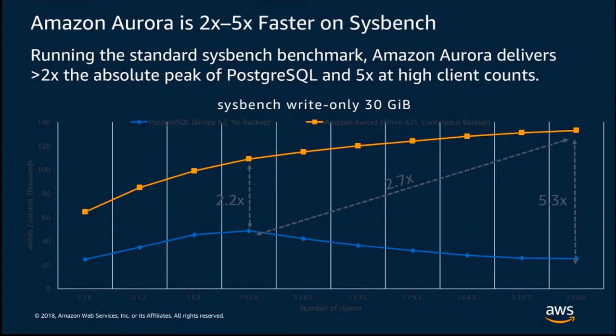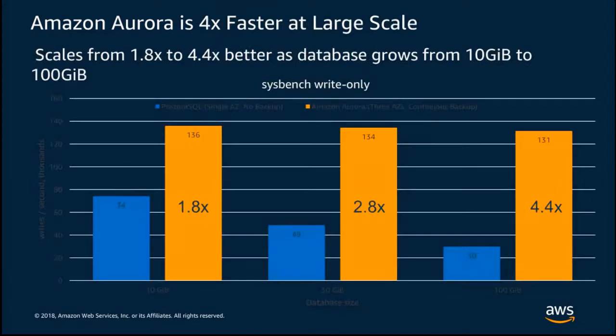And when we run the same benchmark with SysBench, we see the same kind of shaped curve. And the difference is more than 2x in terms of absolute peak and more than 5x at higher client counts. So you can see again, there's a very good multiplier in terms of throughput for Aurora Postgres as compared with standard Postgres. Now we also, of course, did tests showing the performance of Aurora and standard Postgres as the database size gets bigger.